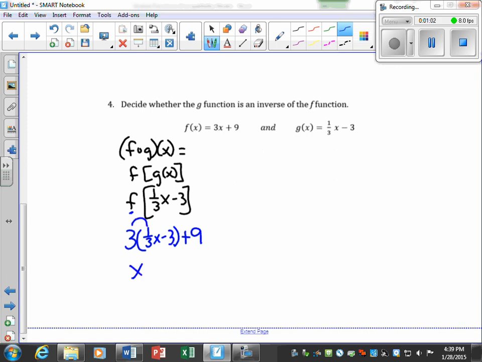1/3 times 3 is x. That gives me minus 9 plus 9. So in this case, we did get x, and that's what we were looking for. That's what we were hoping for if these were actually going to end up being inverses.